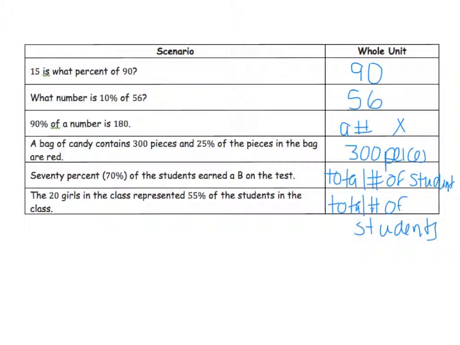A bag of candy contains 300 pieces and 25 of them are red. So the number of red pieces are the part. So the total number of pieces, 300, is our whole. 70% of the students earned a B. So the 70% is the percent of the students. So the students that got a B is the part. So the total number of students is the whole. And same with this. 20% of the class is only 55% of the students. So the total number of students is our whole.